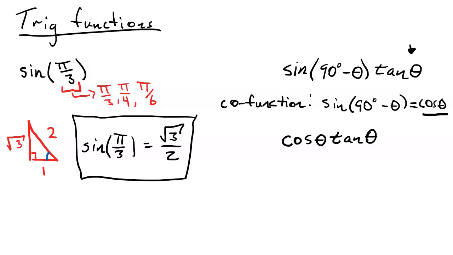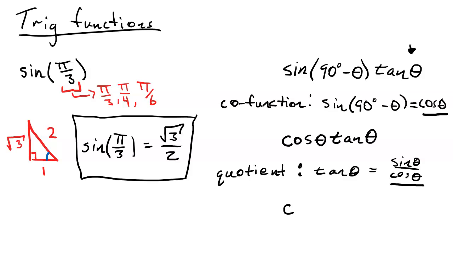So the second identity we use here is our quotient identity. This quotient identity tells us that tan theta is equal to sine theta over cosine theta. And again, all we're going to do is plug in this sine theta over cosine theta for our tangent theta. So now we have cosine theta times sine theta over cosine theta.